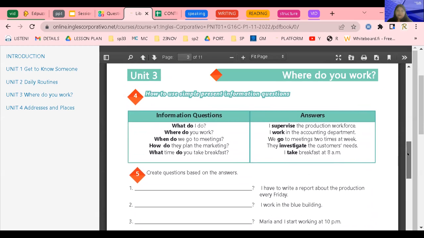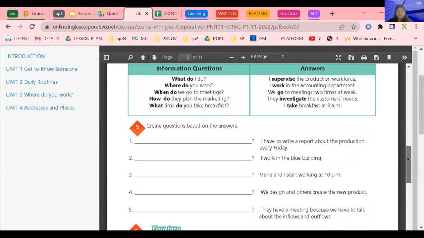Okay, so notice this. How to use input present information questions. So let's check the examples. What do I do? Can you read the answer, Wilbur? I supervise the production workforce. Okay, Tatiana, second question. Where do you work? I work in the accounting department.